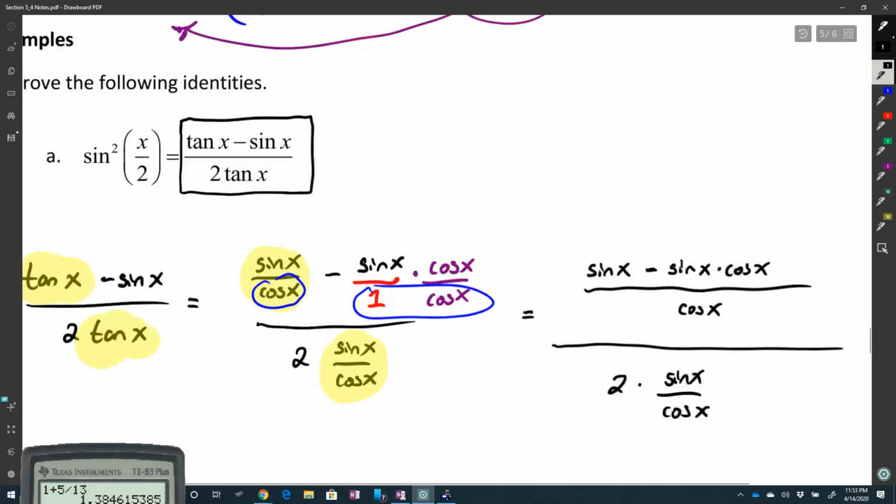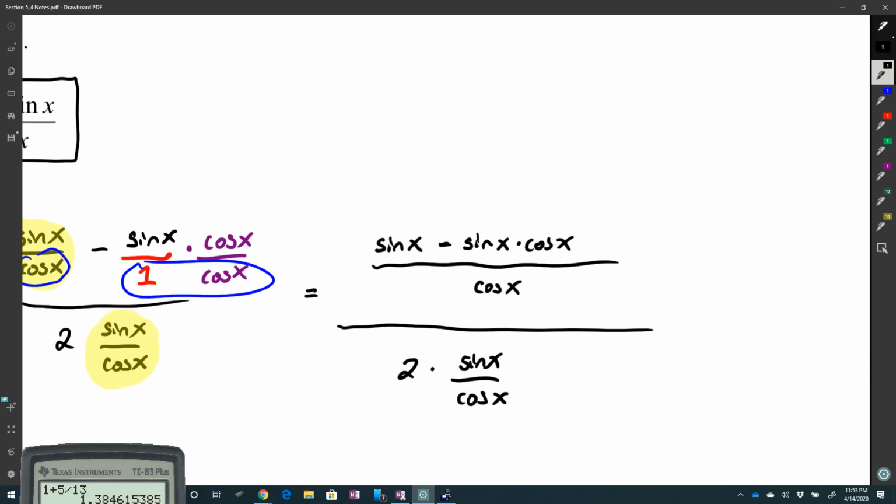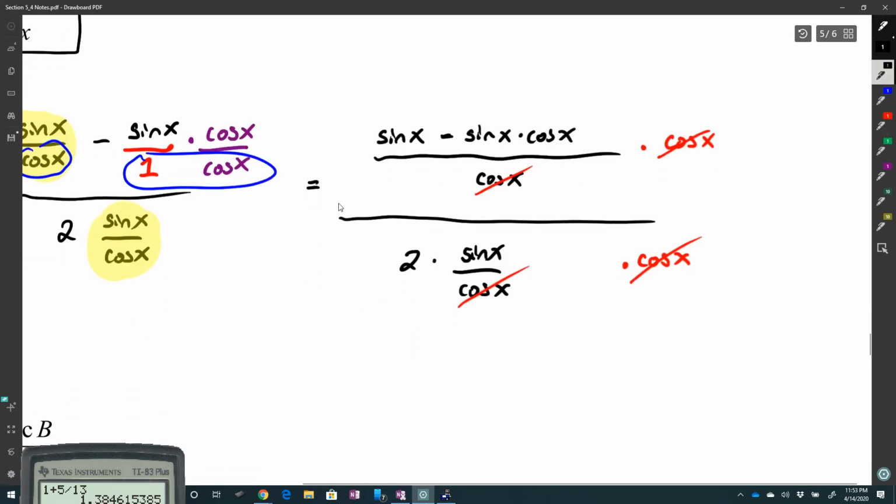So, looks real scary. But remember, I can multiply the top and bottom by anything that I want as long as it's the same thing. So I'm going to multiply it by cosine x. I'm going to multiply it by cosine x. Same thing on the top and bottom. So that kills those cosines. And notice my formula simplifies quite a bit.